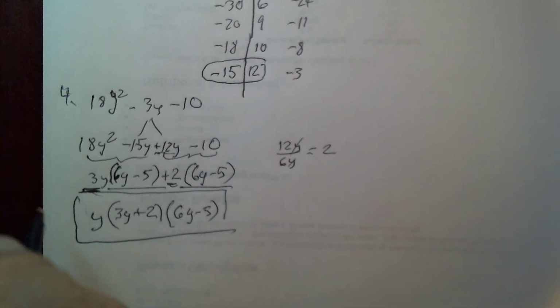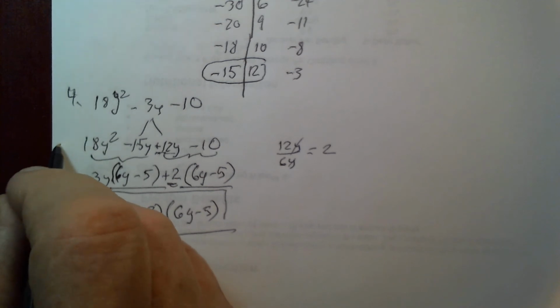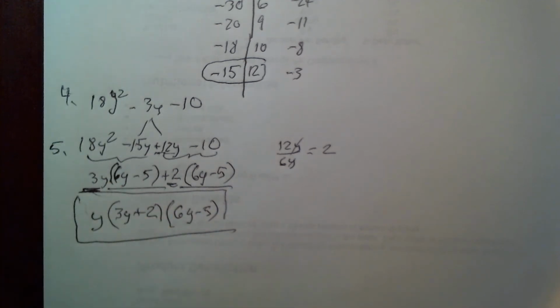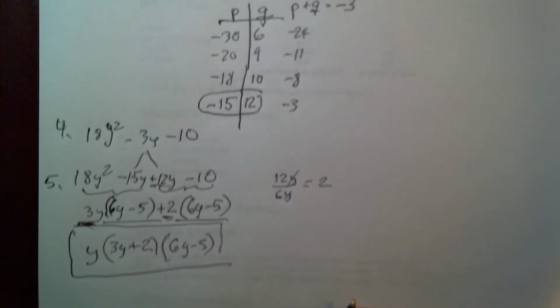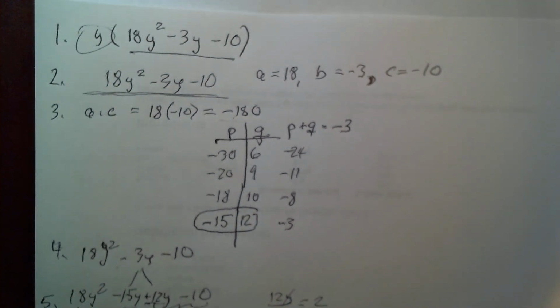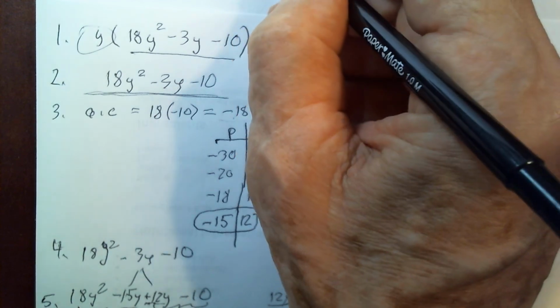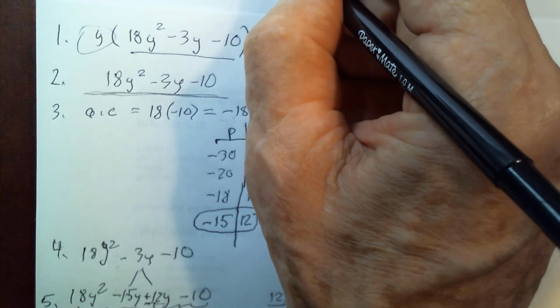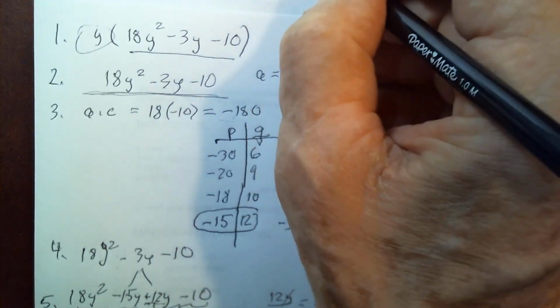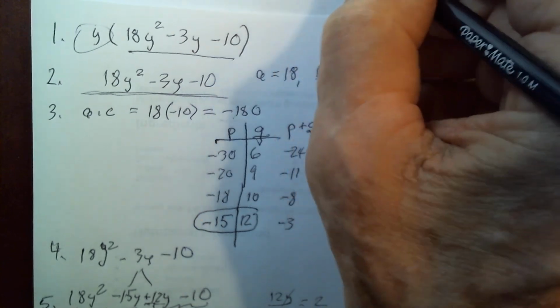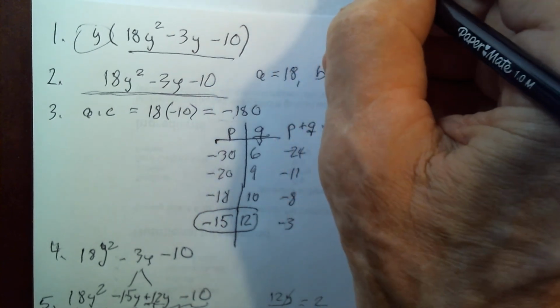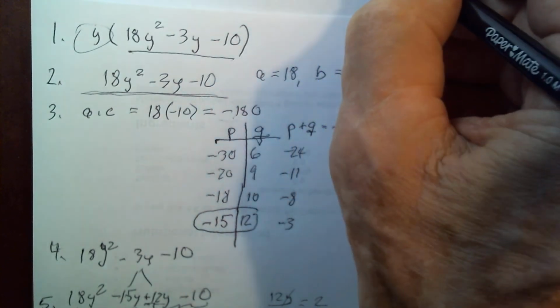So what's step 5? So let's write down our final answer. So it's equal to y times 3y plus 2 times 6y minus 5.